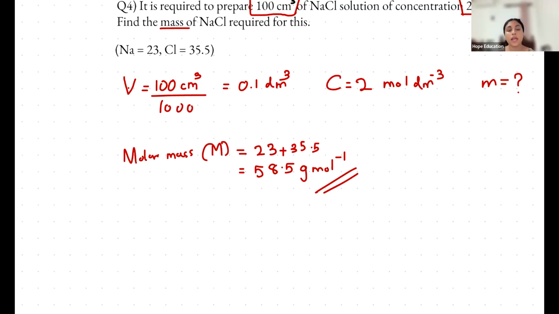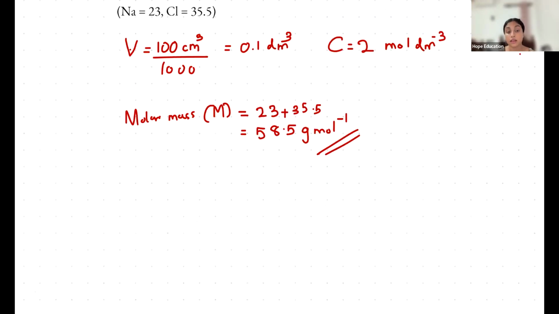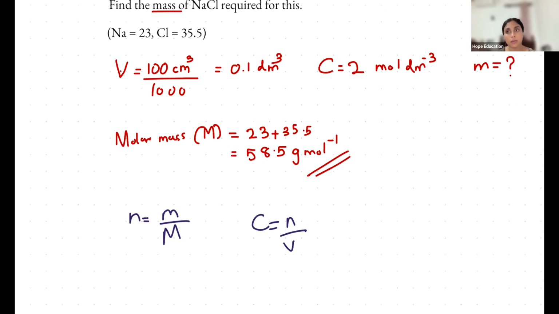Now, what equations do I have? Two. I have n equals m over M and c equals n over V. This was my next step when I was doing these questions. The volume is given, I marked it on my rough work paper. The concentration is given, and the mass is what they are asking. The molar mass I have, but I don't know the number of moles. If I don't know the number of moles or the mass, and only know the molar mass, I can't use this equation. So I remove that.